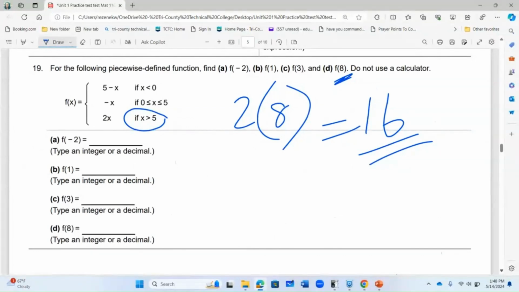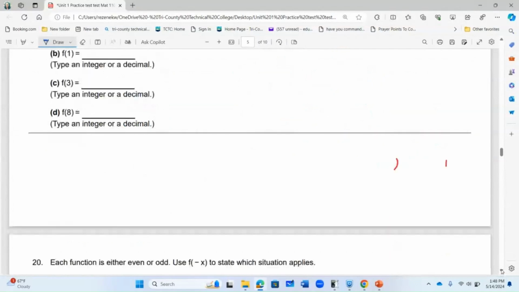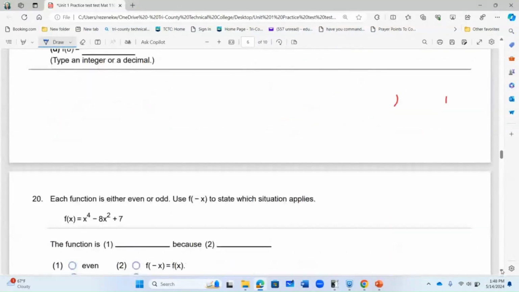You must obey the conditions for each piece. Next class, we are going to be graphing the piecewise defined function, and we shall be finding the difference quotient. We shall be proving the difference quotient. All right.